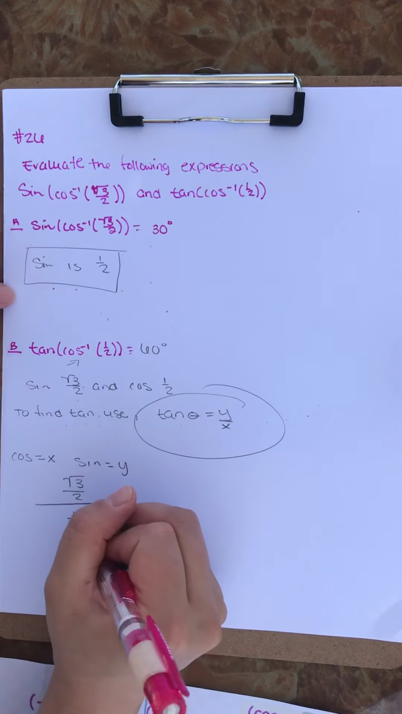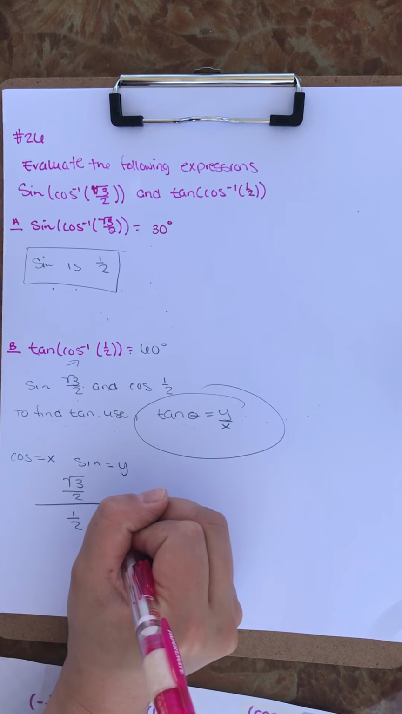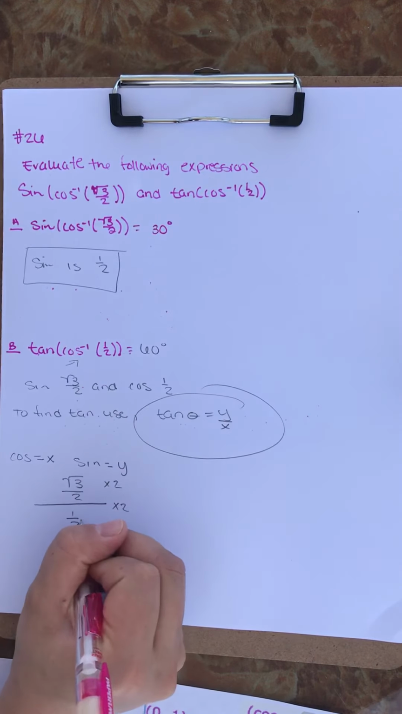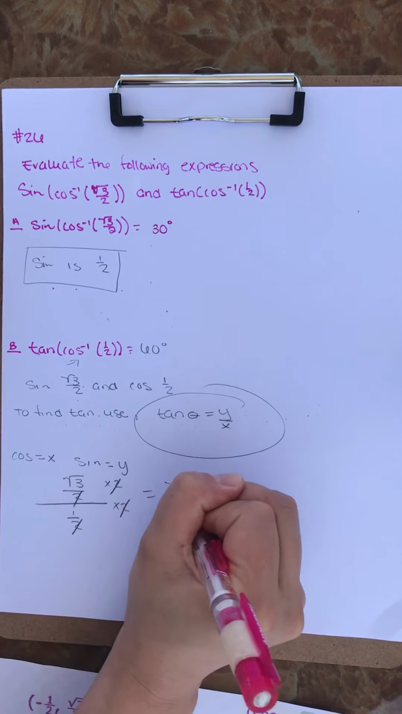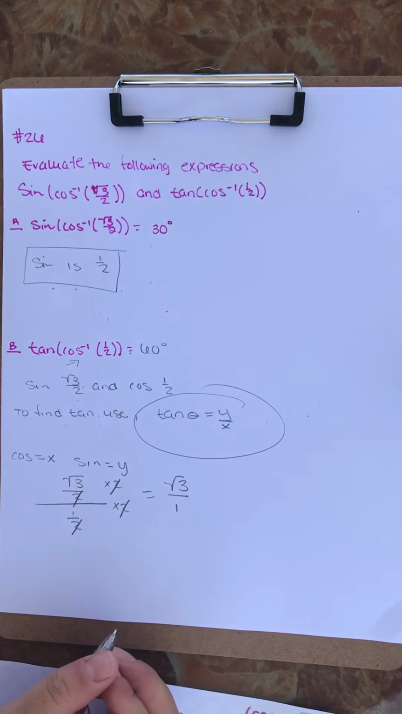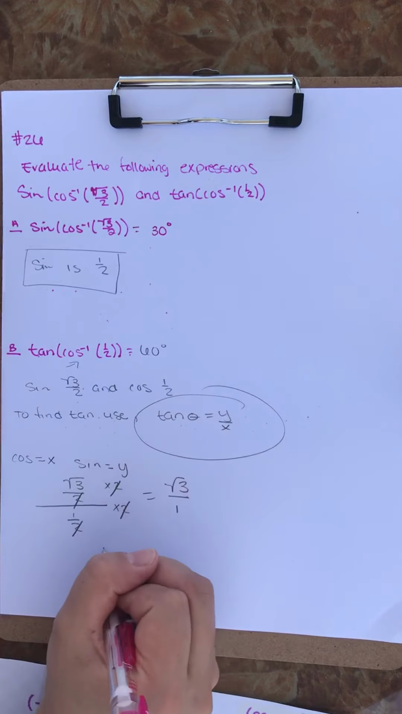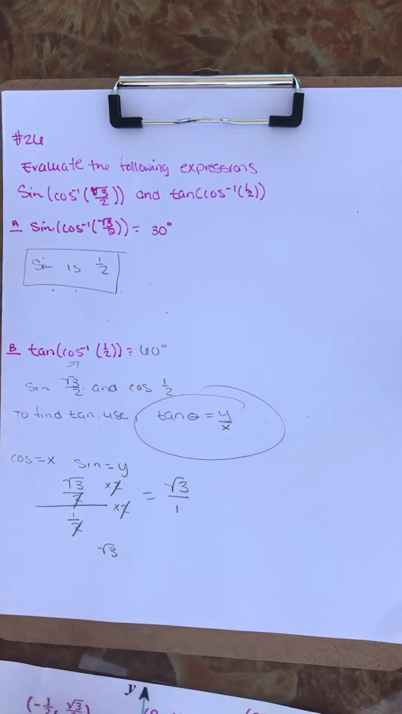Now we want to undo the fraction in the bottom by multiplying by the denominator. So we're going to multiply by 2 in the top and the bottom, and we're going to simplify. We are left with square root of 3 over 1. Tan is the square root of 3 when cosine's inverse is 1/2.